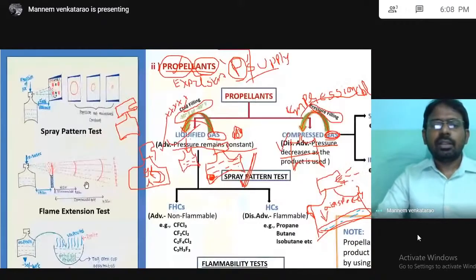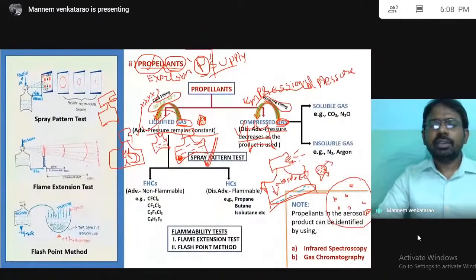With this, the first classification is completed. Major classification is completed. Now tell me, which is most preferable for inhalation aerosol? Liquefied gas. Why? It maintains constant pressure. That's why even a single droplet of the product is utilized if you use liquefied gases. But if you decide to use the compressed gases, some product will be left inside the container.